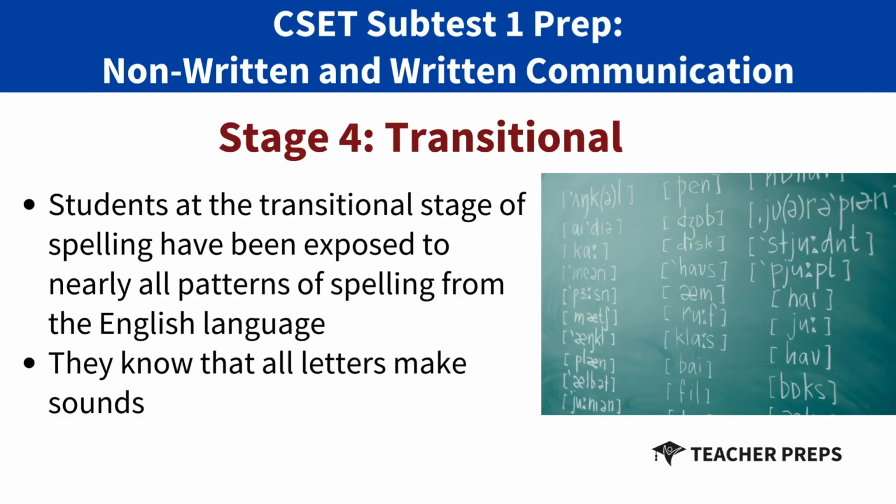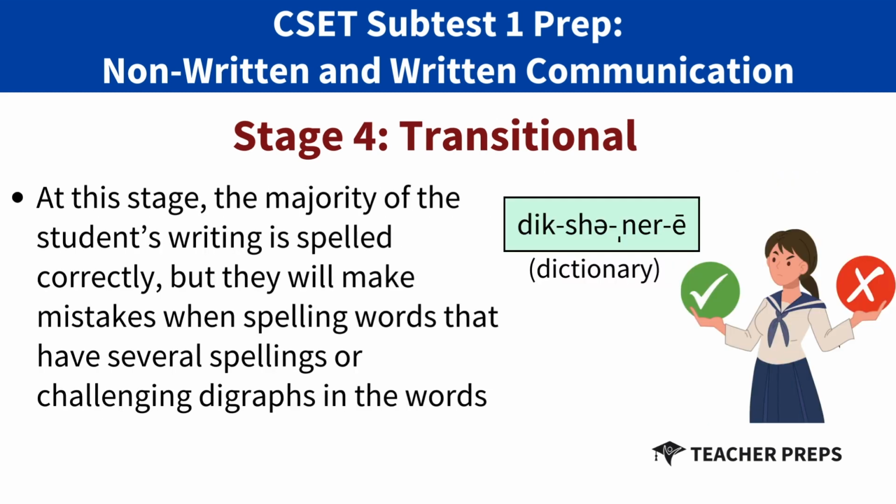All right, stage 4 is called the transitional stage. And this is when students are at this stage, they have become exposed to nearly all the types of patterns of spelling in the English language, and they know which letters make which sounds. At this stage, the majority of the students' writing is spelled correctly, but they will make mistakes when spelling words that have several spellings or challenging digraphs, for example.